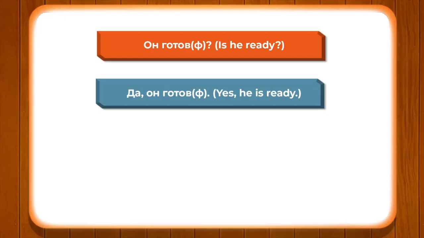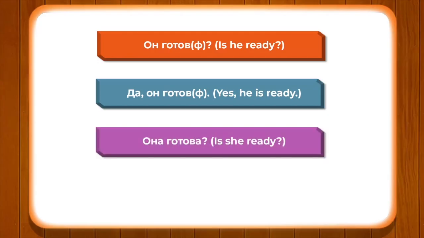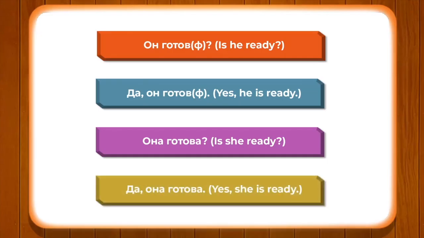So, let us see the meaning of these sentences. On gatov means is he ready? Then I am answering, da, on gatov, yes, he is ready. Then I am asking, anagatova, is she ready? Then I am answering, da, anagatova, yes, she is ready. So, we will be discussing more such concepts in our next module.